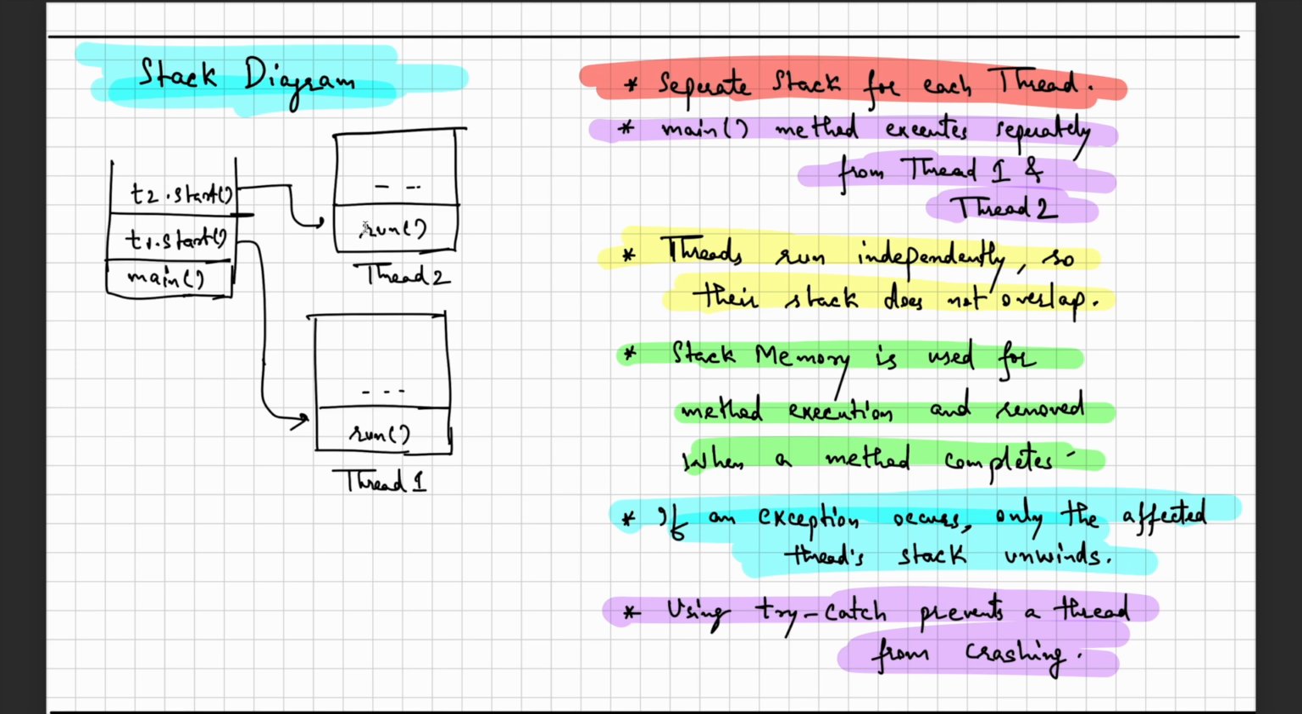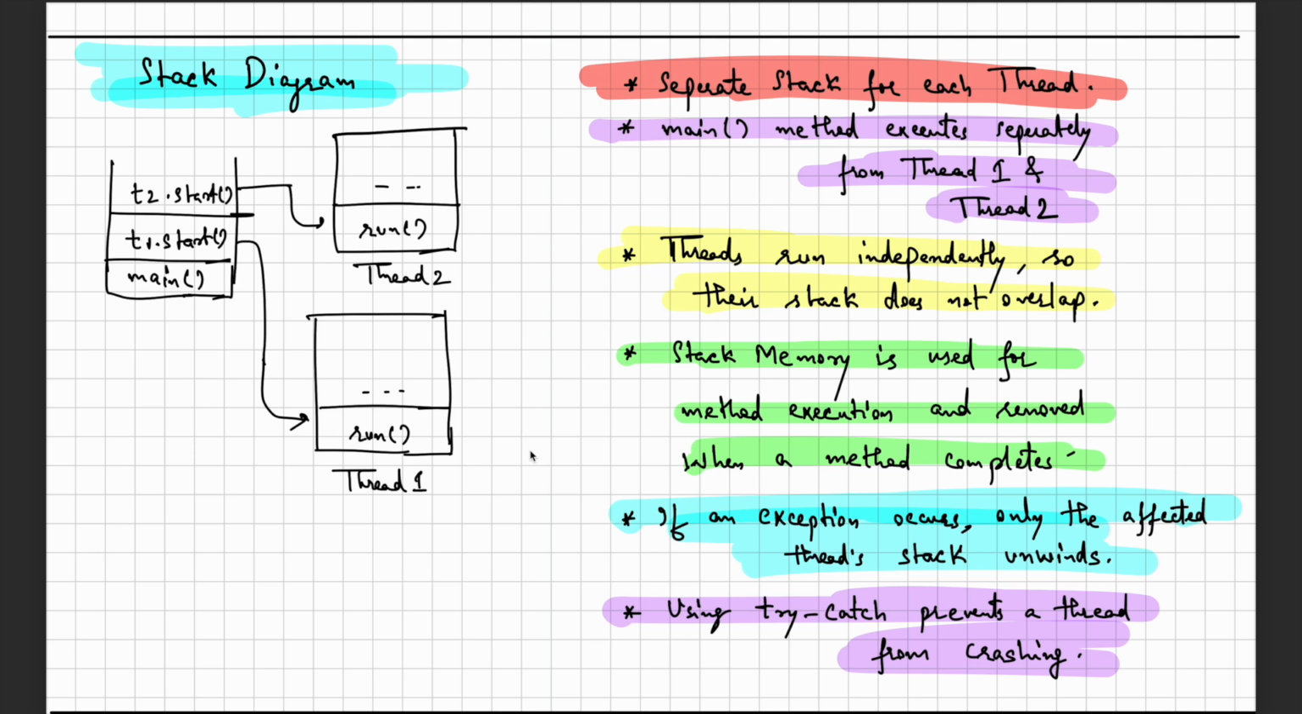With this diagram we can clearly see there is a separate stack for each thread, right? And the main method executes separately from thread 1 and thread 2. Each and every thread runs independently, so their stacks do not overlap. Stack memory is used for method execution and removed when a method completes. As soon as, for example, thread 2 is completed, the t2.start frame would be removed, right?